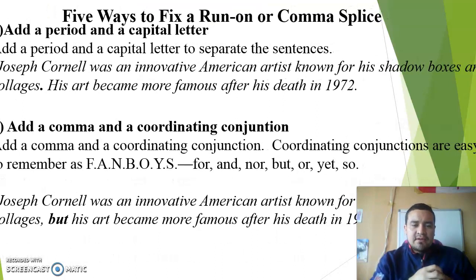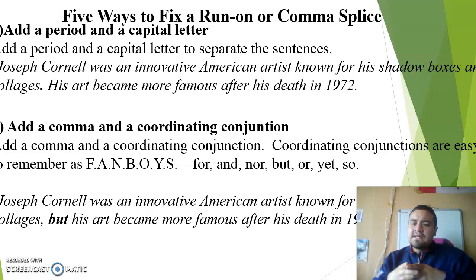We can solve these problems by adding a period and a capital letter. For example: Joseph Cornell was an innovative American artist known for his shadow boxes and collages. His art became famous after his death in 1972. Here we added a period and a capital letter. So you can see it looks much more elegant, much more organized, and better overall.